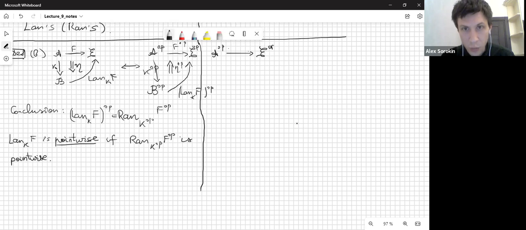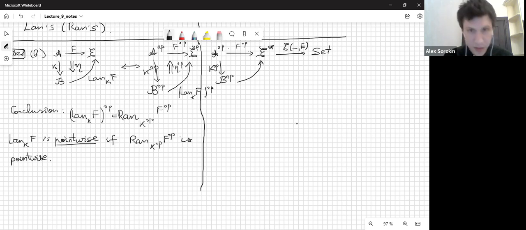Here is going to E op, it is going to Set. Here is functor E, contravariant functor. Here is F op. Here is K op. And here is B op. And this is Lan K F, and outside op, which is Ran also. And here is arrow, arrow eta opposite. Okay, so that's how you write pointwise left Kan extension.